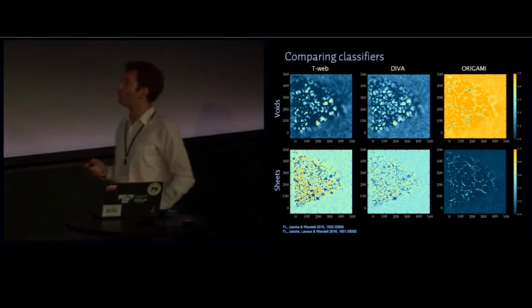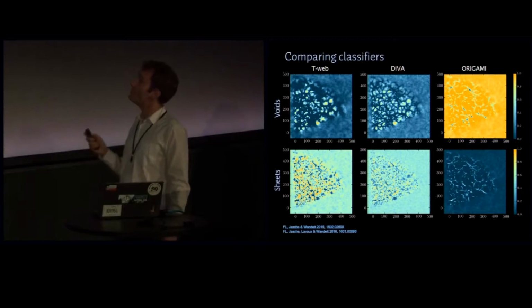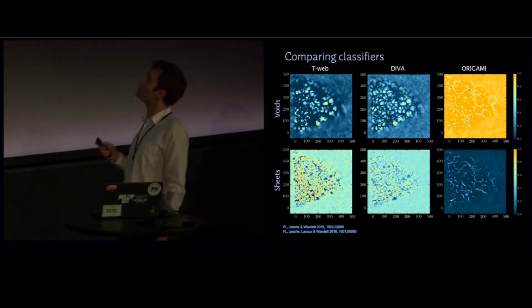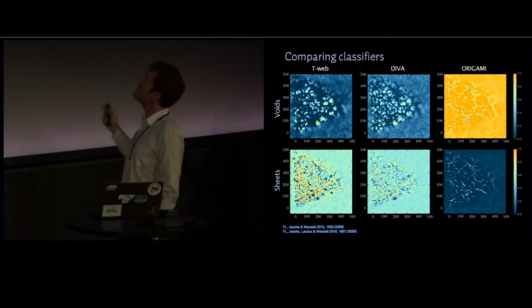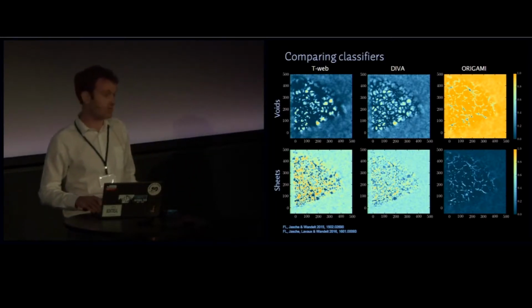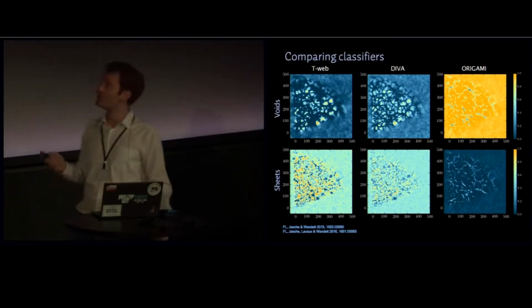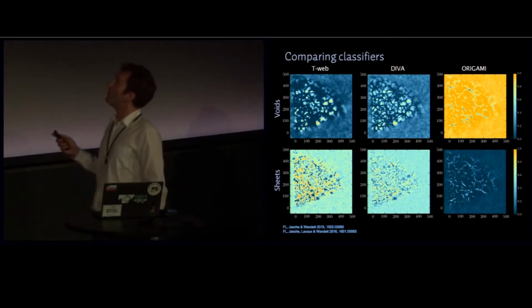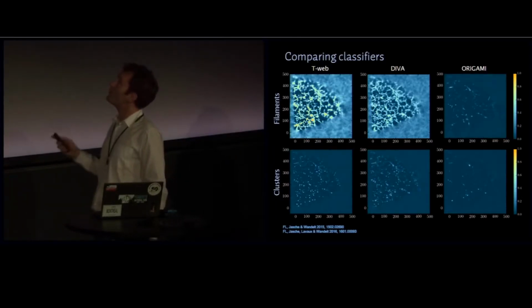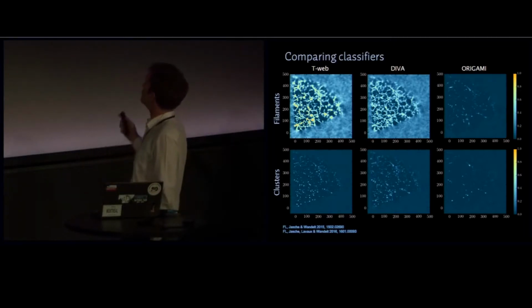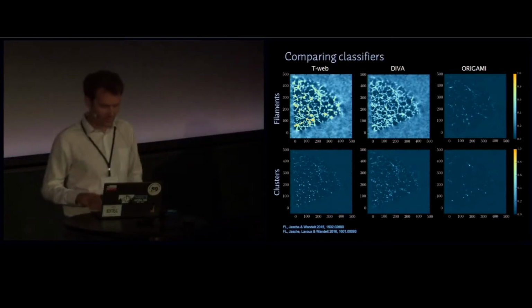Here, in particular, what can be seen by eye is that the T-web and DIVA, which are related algorithms, give a fairly similar answer for voids and for sheets. ORIGAMI tends to classify most of the volume as a single stream region, so as a void. Now if we look at the more complex structures, so here filaments and clusters, we have this network of filaments, which is quite clearly seen in the T-web and DIVA. These clusters are very sharp here in particular with the T-web, and they are also visible with ORIGAMI, though more rarely identified, at least in terms of volume.